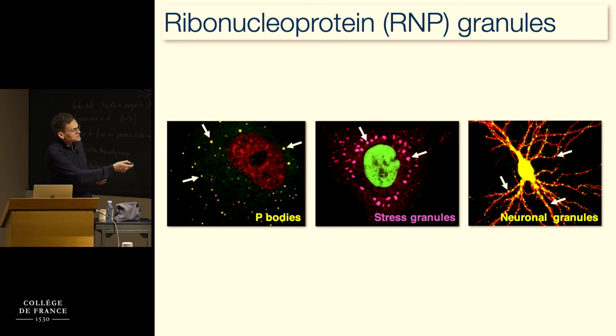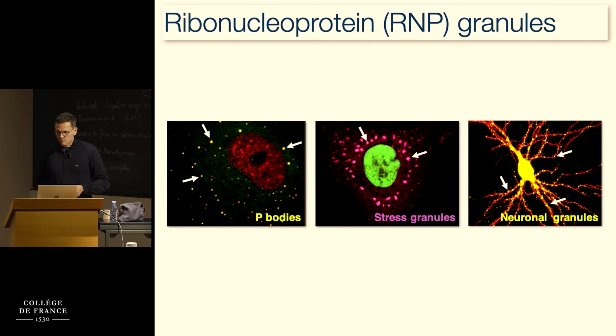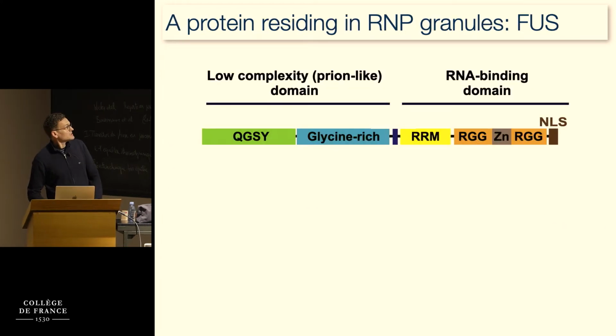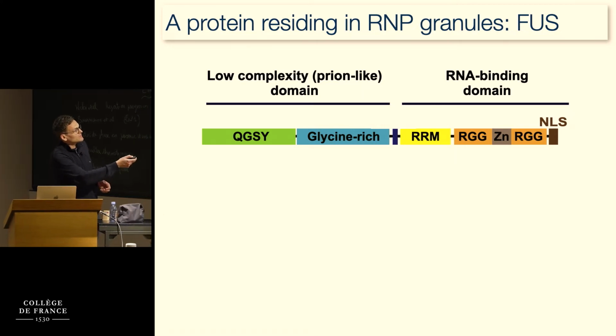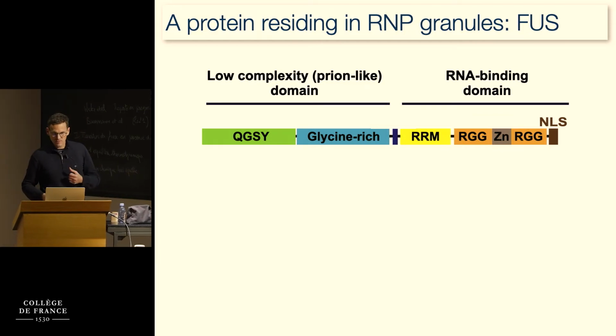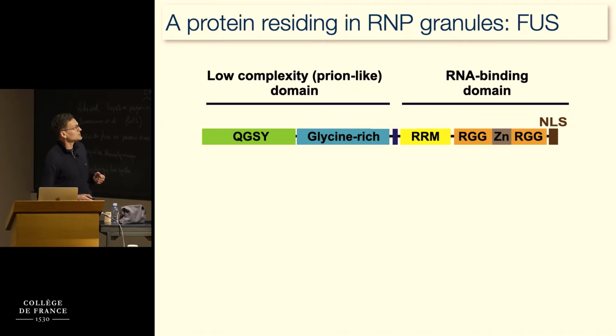These are involved in storing messenger RNAs in cells that are stressed, and these are involved in transporting messenger RNAs around in neurons. We got started on this problem about 10 years ago, and we actually focused initially on one protein because this protein resided in these granules. This protein is called FUS, or fused-in sarcoma. The name comes from a cancer that is associated with this protein.